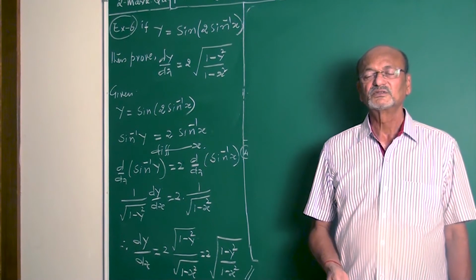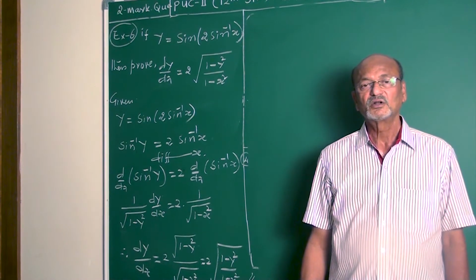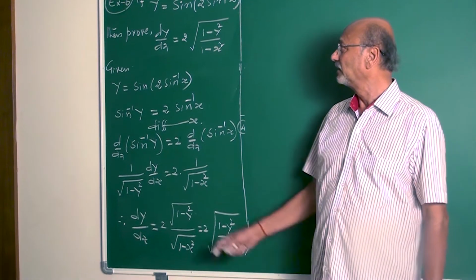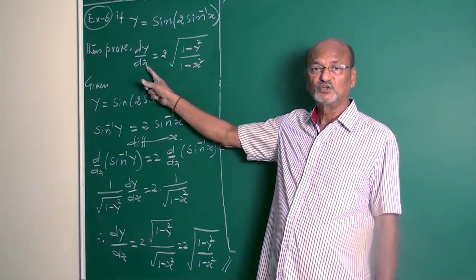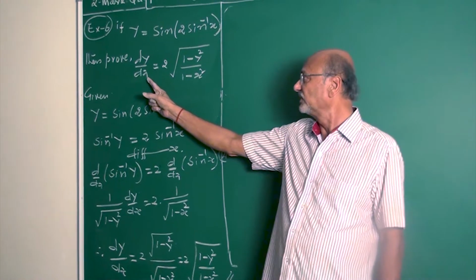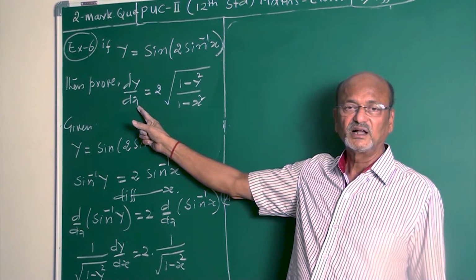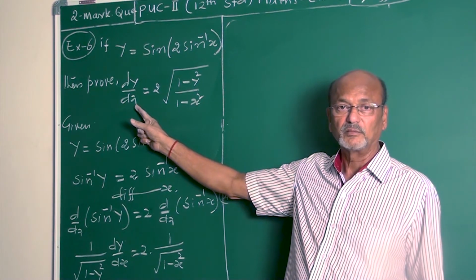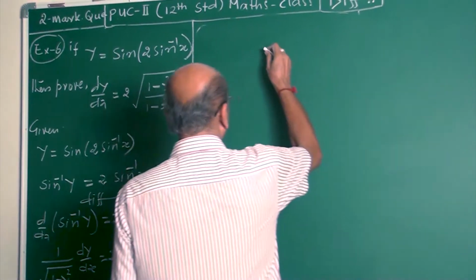Then, my friends, according to your model question papers, examples on second derivative. This is dy by dx. What is the second derivative? d2y by dx2. If you differentiate the same with respect to x again, that is the symbol d2y by dx2. My friends, note this.